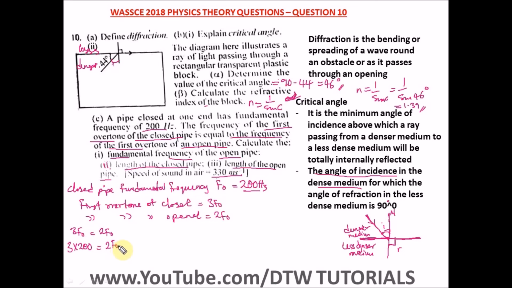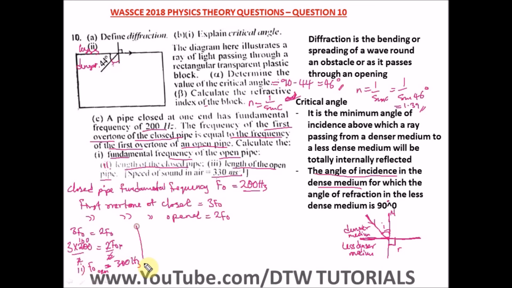To differentiate them, let's just say FO for open. Here to get this FO, we divide both sides by 2. We have 3 times 100, since these 2 cancel out. So FO for the open pipe will be equal to 300 Hertz. So since we've gotten the fundamental frequency of our open pipe from this statement, where we substituted, be watchful when substituting so you don't make a mistake. So we've gotten our first part.